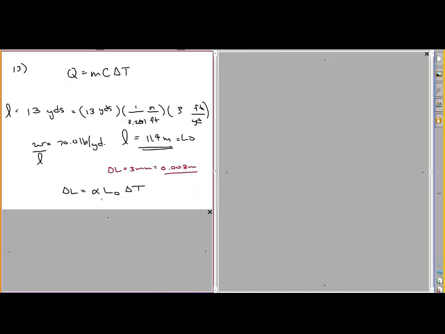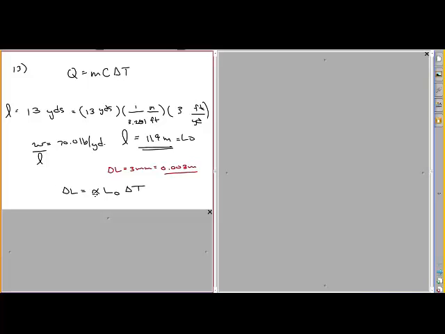So we actually have to use two results. One is this, and the other one is this thermal expansion coefficient that we talked about in chapter 10. So the second equation we have is that the change in length is equal to the thermal expansion coefficient times the initial length times delta T. So what we'll do is we're given delta L, is 3 millimeters.